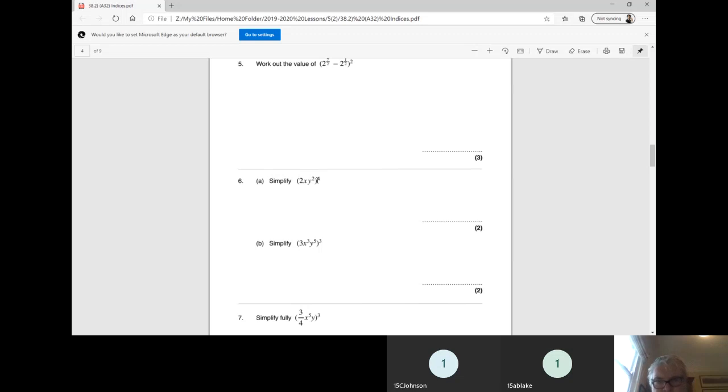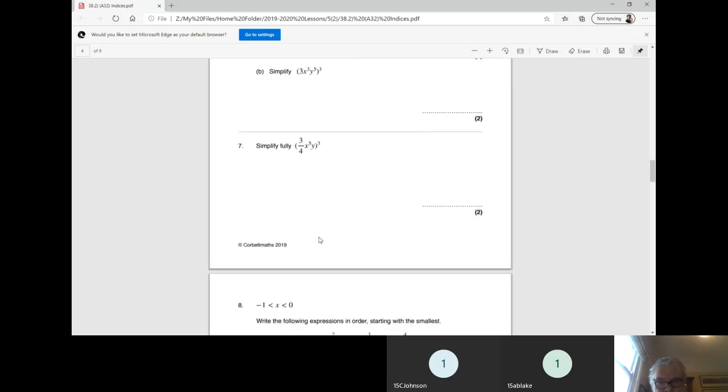And then, yes, 6 is worth just reminding ourselves. So this power of 4 is going to attach to each of the 3 components. So it's 2 to the power of 4, x to the power of 4, and y squared to the power of 4. So 2 to the power of 4 is just 2 times 2 times 2 times 2, whatever that is. Then x to the power of 4, and then y squared to the power of 4. So that's a power inside and outside the bracket. So that would be y to the power of 8. Similarly with 6 part B. Same idea with number 7.